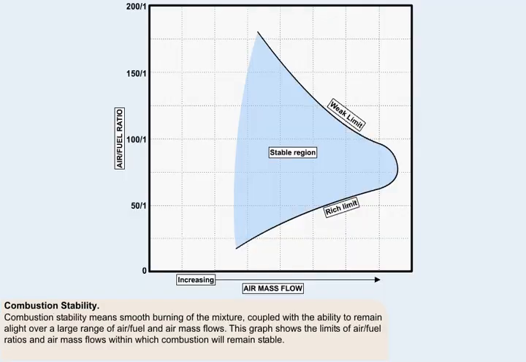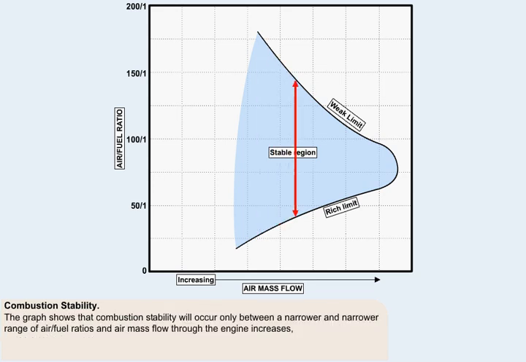Combustion stability means smooth burning of the mixture, coupled with the ability to remain alight over a large range of air-fuel ratios and air-mass flows. This graph shows the limits of those air-fuel ratios and air-mass flows within which combustion will remain stable. The graph shows that combustion stability will occur only between a narrower and narrower range of air-fuel ratios as the air-mass flow through the engine increases. And beyond a certain level of air-mass flow, the flame is extinguished.